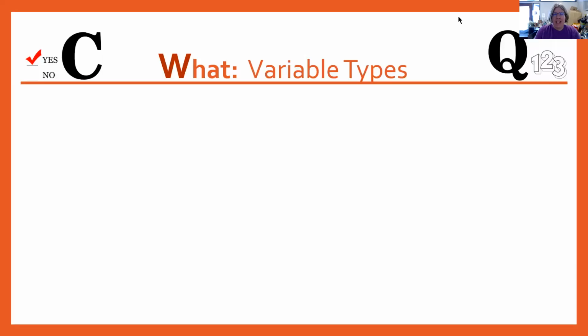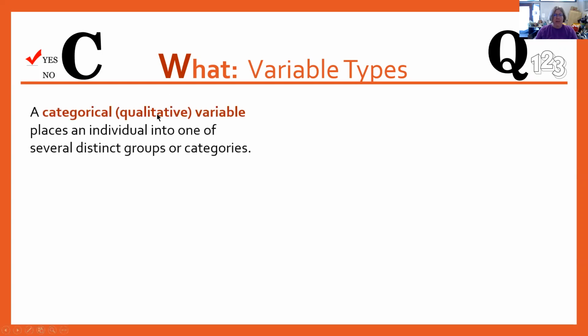We're going to continue looking at the what of adding context to our data by talking about variable types. We use two main variable types in this class, which are the categorical and the quantitative. So we'll start by defining a categorical variable. A categorical variable is one that places an individual into a distinct group or category.